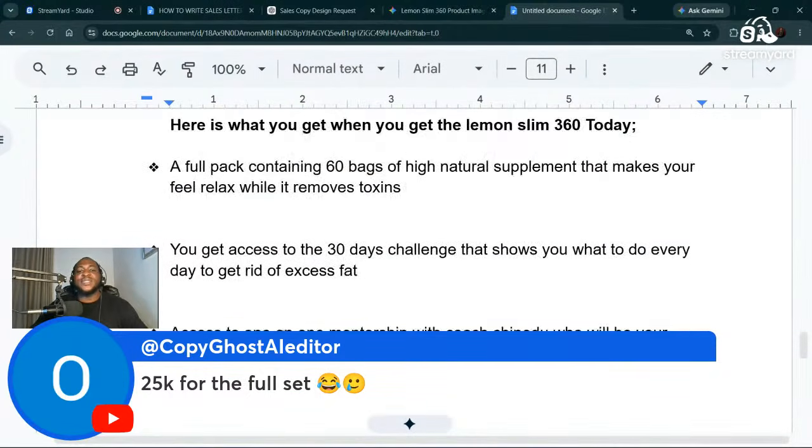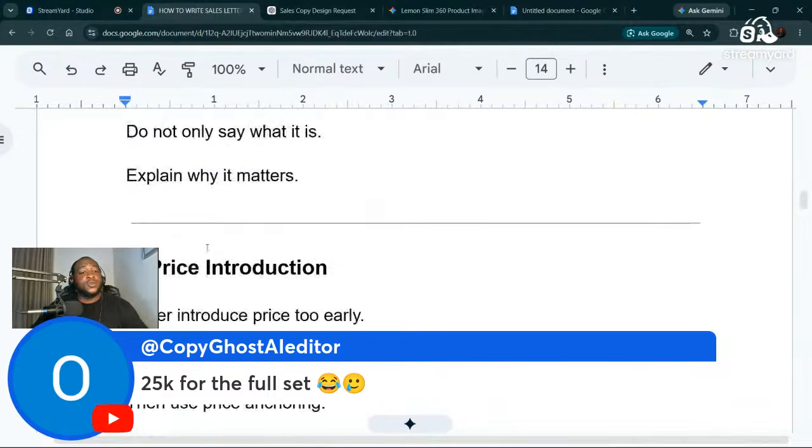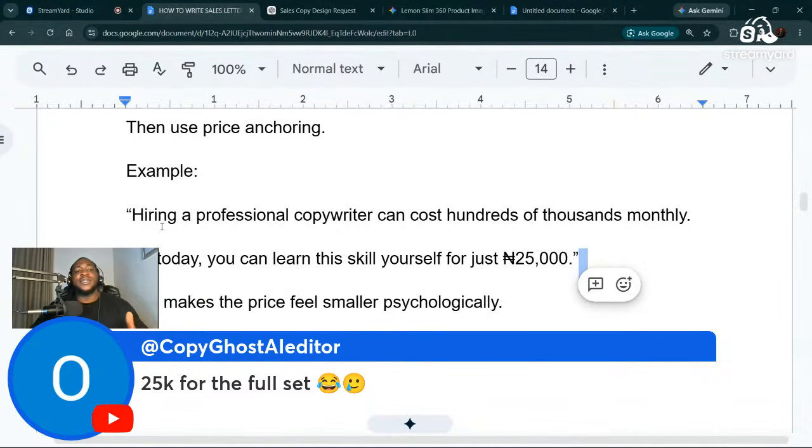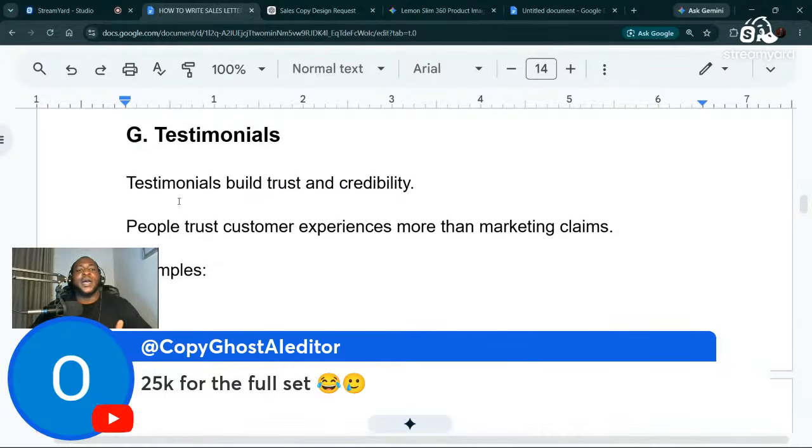After listing all your offers, you add like 2 more, then use your price introduction. You can say something like, hiring a professional fitness coach will cost you about 250K, but today you can get the same benefit for just 25,000 naira, right? This makes the price feel psychologically smaller. You understand?